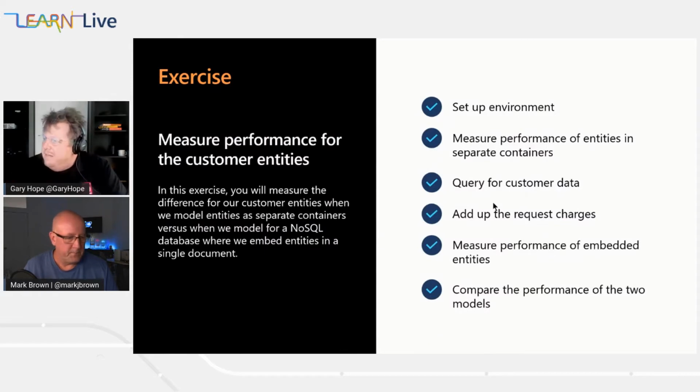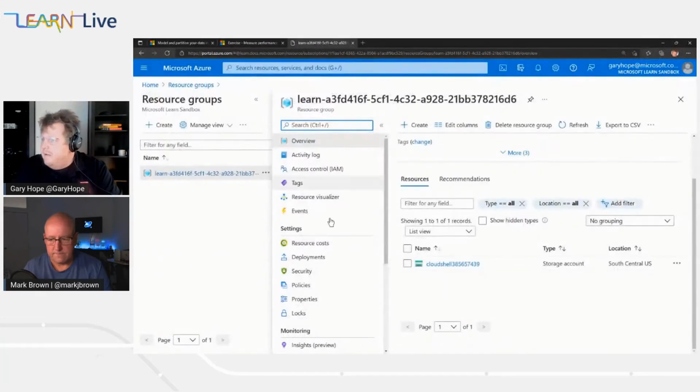Okay. So we need to set up the environment. We've stepped through that step by step already. We're going to measure the performance of storing data in the separate entities, performing operations against them separately, specifically queries. And we're going to add up those costs and see how that compares with doing a single operation with an embedded data model where we've modeled all the data together, exactly like we've just stepped through here. So let's head over to our subscription again.